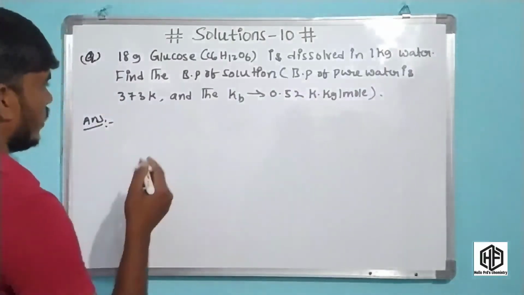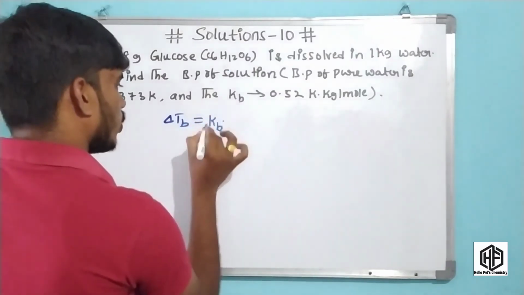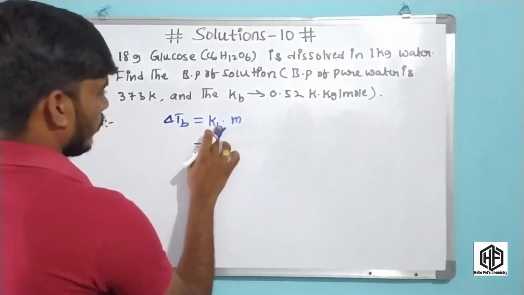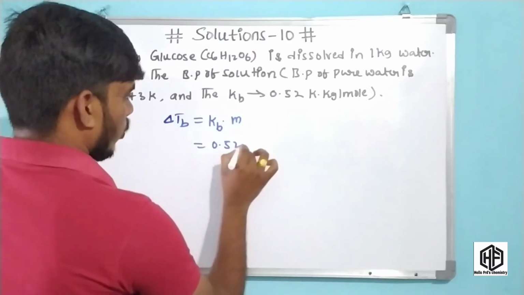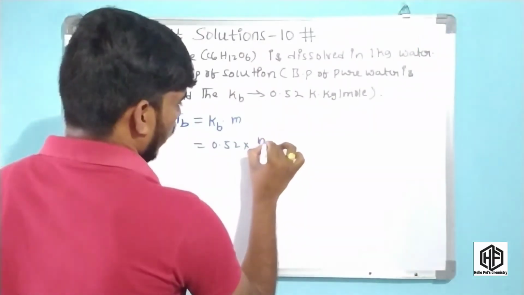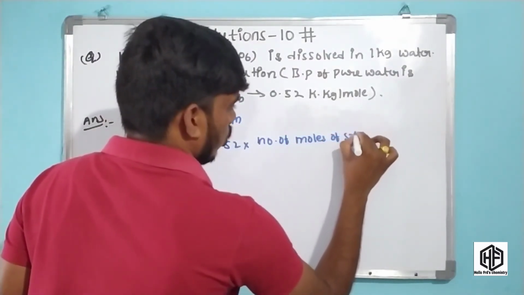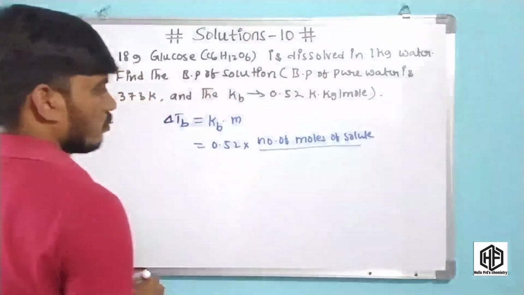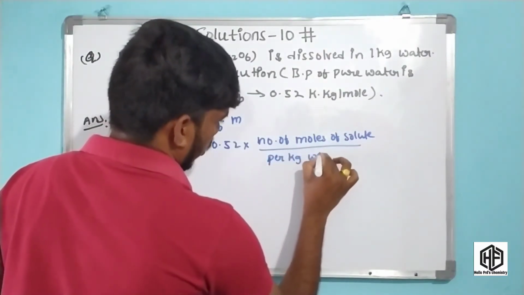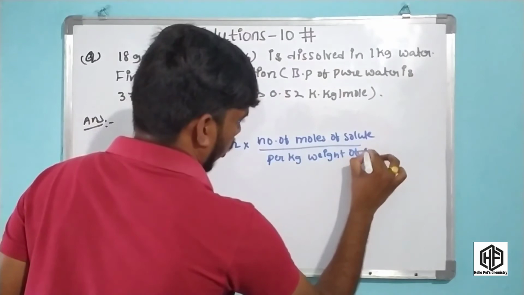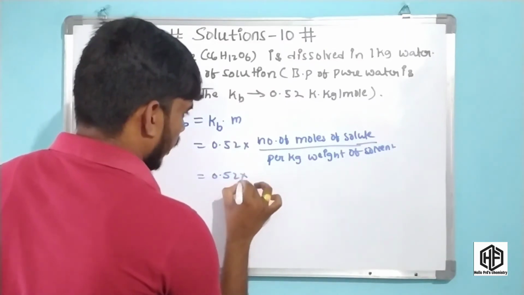Now the answer: first of all, delta Tb is equal to Kb into molarity. Okay friends, now what is Kb? Kb, the elevation constant, is given in the question: 0.52. Now what is the molarity? Friends, molarity is the number of moles of solute per kg weight of solvent. Now 0.52 into number of moles of solute.